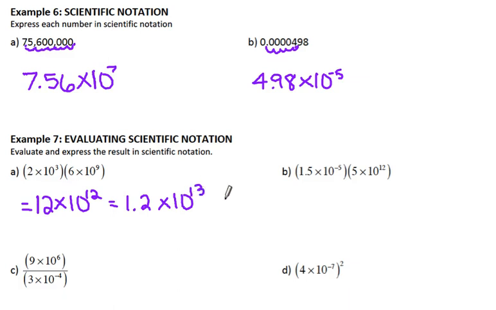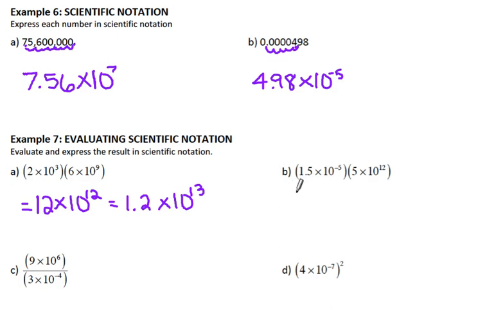And if you were going to put this in the calculator, you can type in exactly how it looks. So 2 times 10 to the 3rd times 6 times 10 to the 9th. And hopefully I get 1.2 times 10 to the 13th. I do. So I have 1.2 times 10 to the 13th.